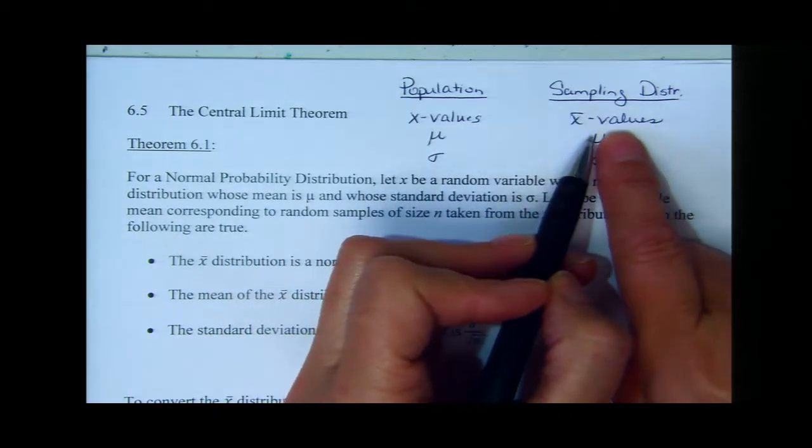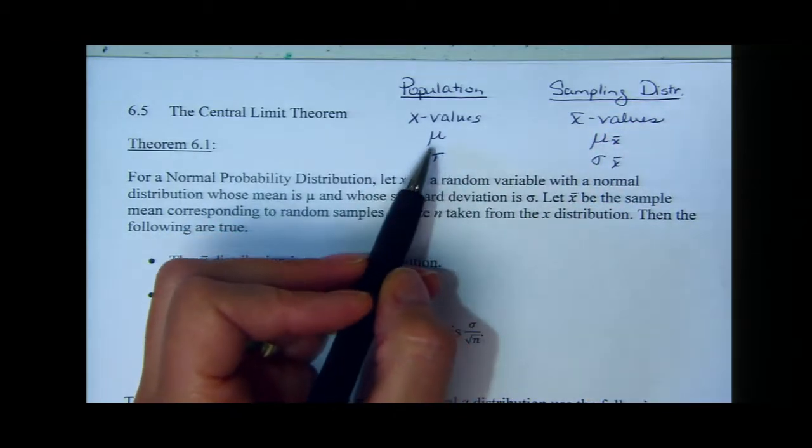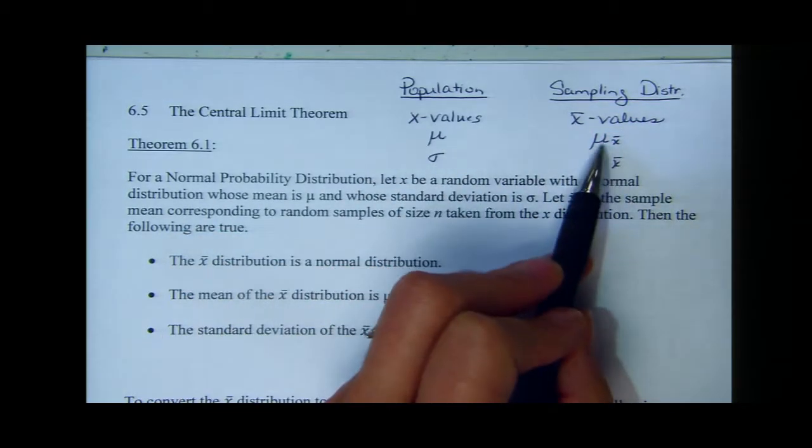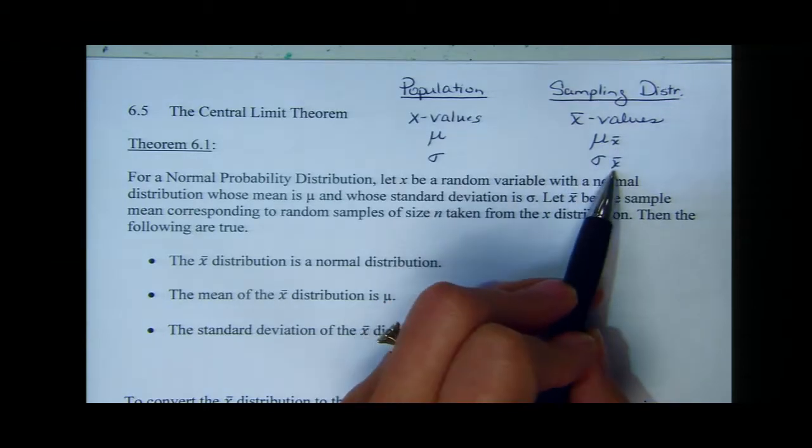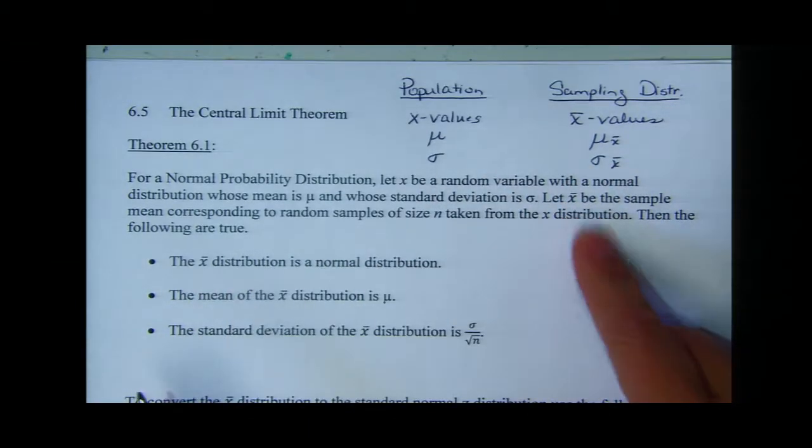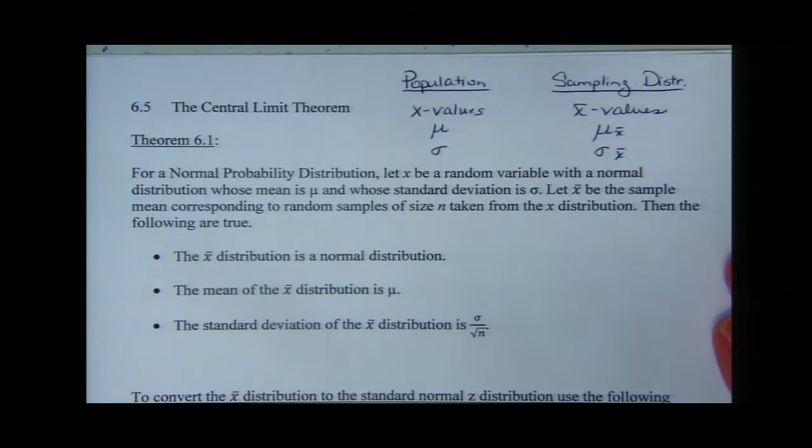A sampling distribution is a whole set of X bar values, which means each number refers back to the average of a sample. And we looked at mu and sigma, and then mu of X bar and sigma of X bar. So we talked about this just a little bit, and we want to go further with this.